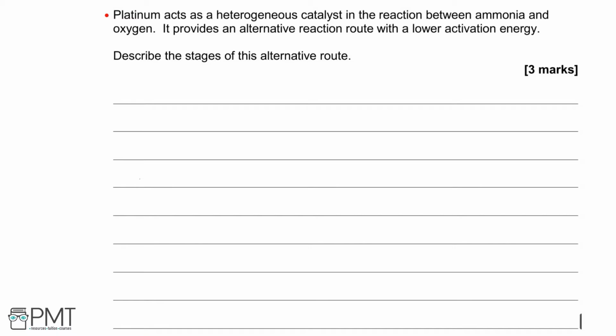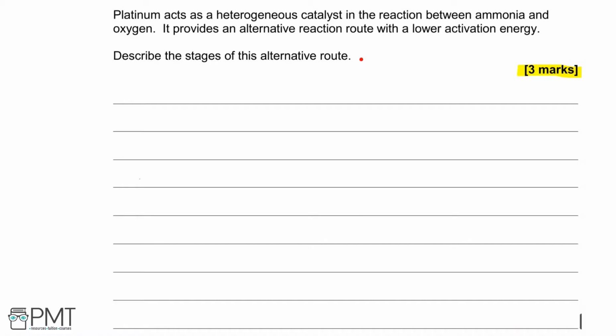Platinum acts as a heterogeneous catalyst in the reaction between ammonia and oxygen. It provides an alternative reaction route with a lower activation energy. Describe the stages of this alternative route. This question is worth 3 marks, which means we can expect to see 3 main stages in this alternative route that we want to describe in order to gain those marks.